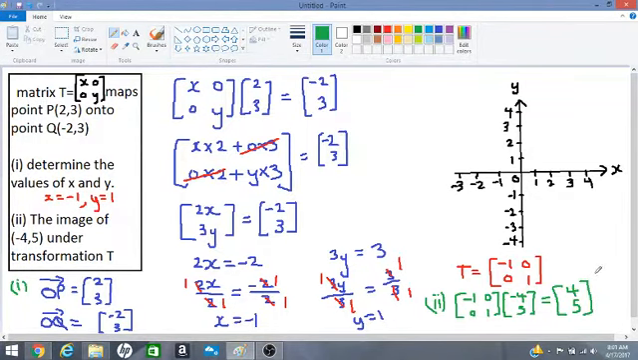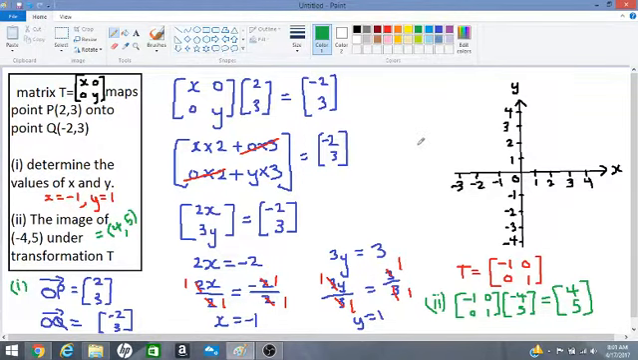So this is called the image of negative 4, 5. Note well that point P was called the object and point Q was called the image. So the answer for part 2, we write it in point form: 4, 5. Remember, our column matrix is vector form, and when we write it in brackets like this, this is the form of a point, the coordinates of a point.